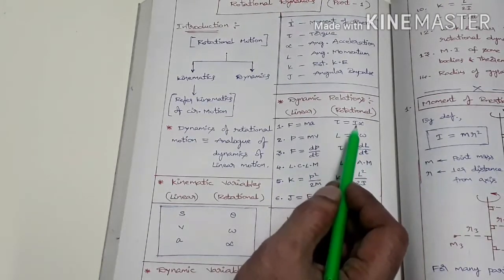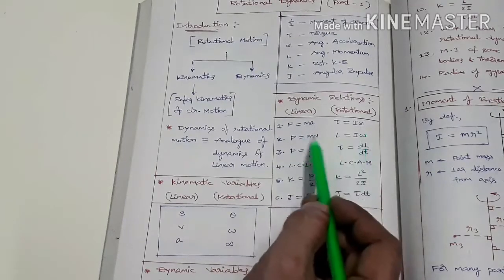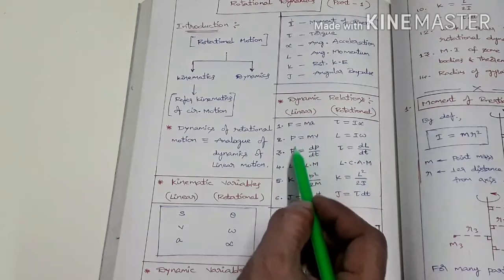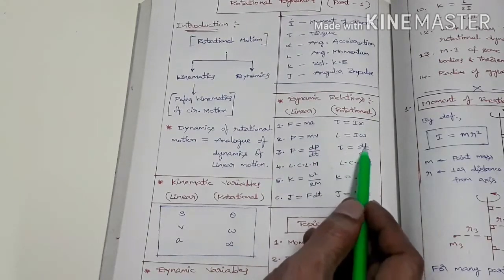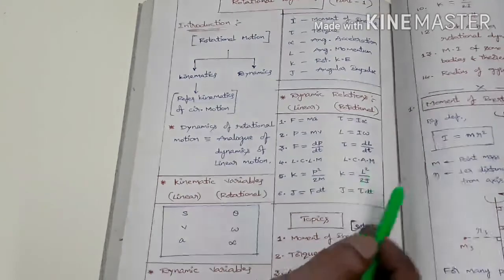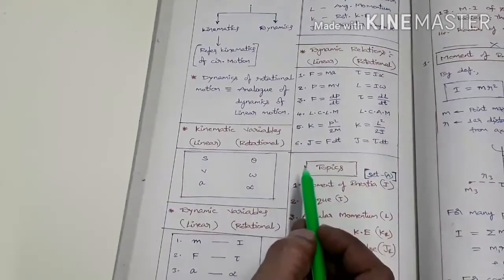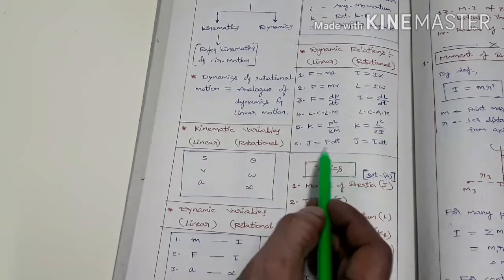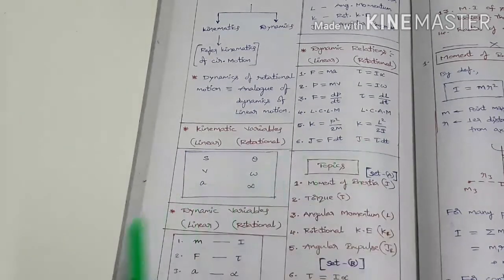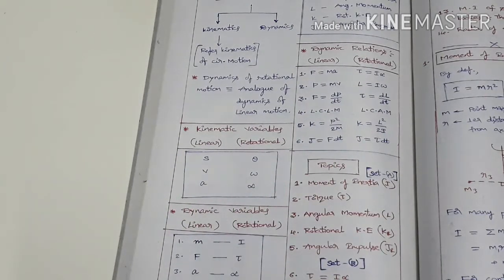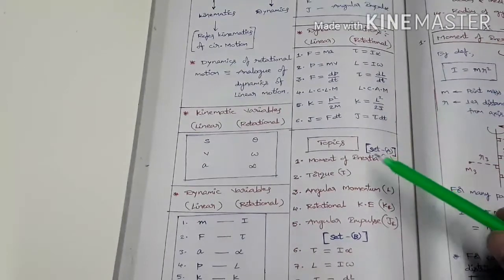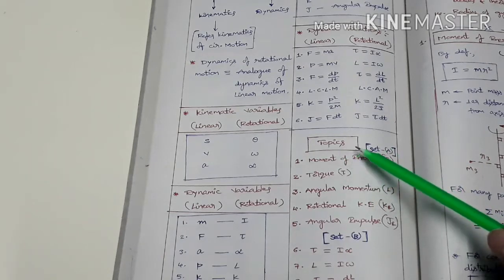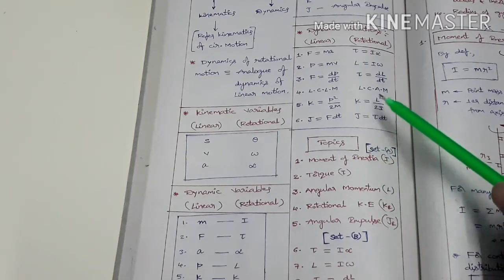See here, tau equal to I alpha. For F equal to ma, tau equal to I alpha. For P equal to mv, L equal to I omega. For F equal to dp by dt, tau equal to dL by dt. For LCLM, LCAM. For kinetic energy, K equal to L square by 2I. And for impulse, J equal to tau dt. So just to give you clarity regarding linear and angular motion, I have given this part here.